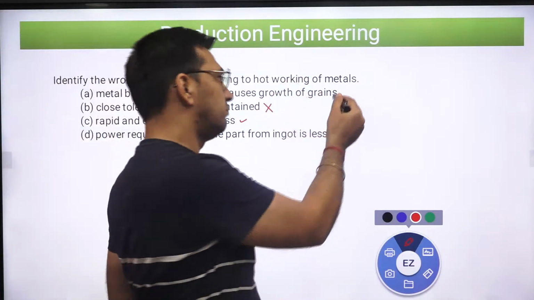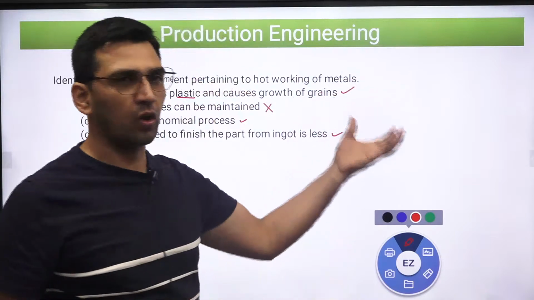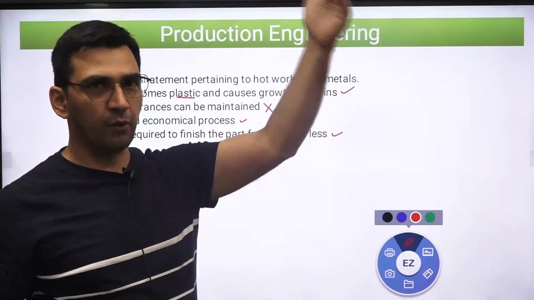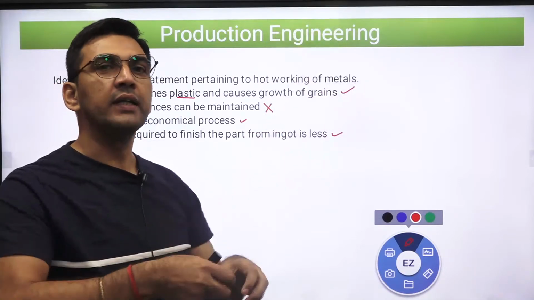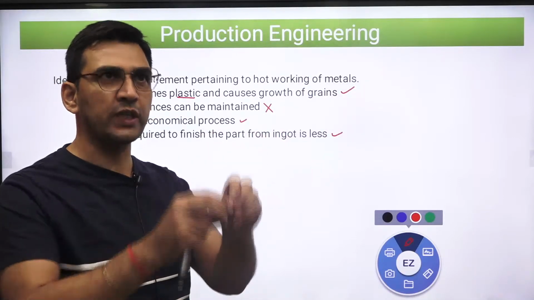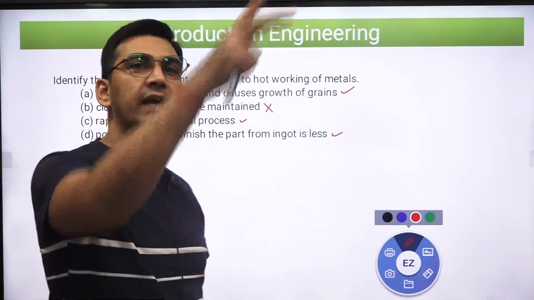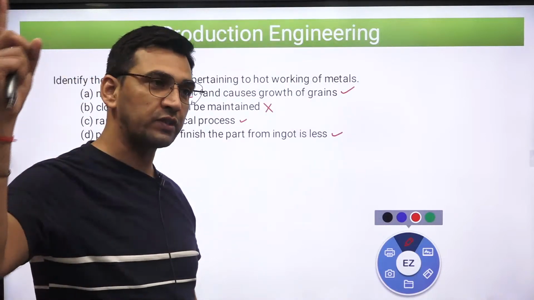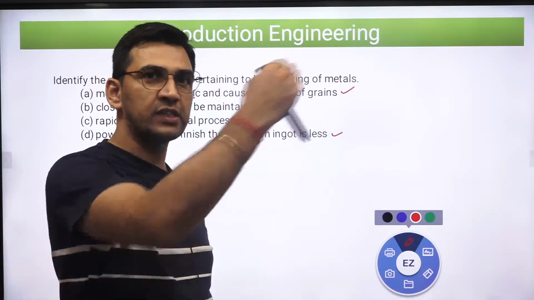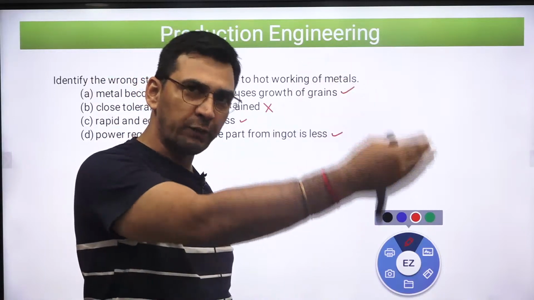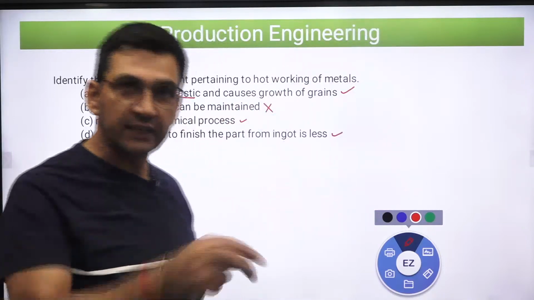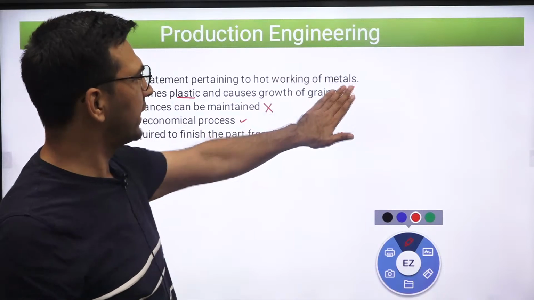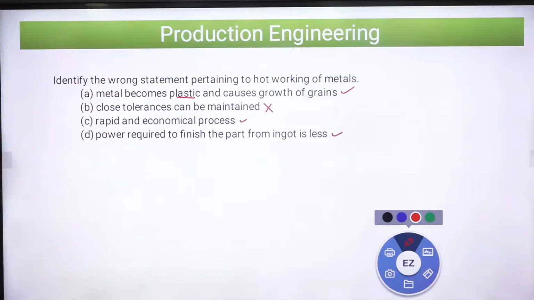We can say this statement is also correct, because since you are deforming it at a higher temperature, once it is deformed, fine grains are produced, and after that, if you keep it at that temperature, grain growth will take place. It is something like recrystallization: once recrystallization takes place, if you keep it at the temperature, then the grain size will increase. So we can say this can happen in the hot working process.